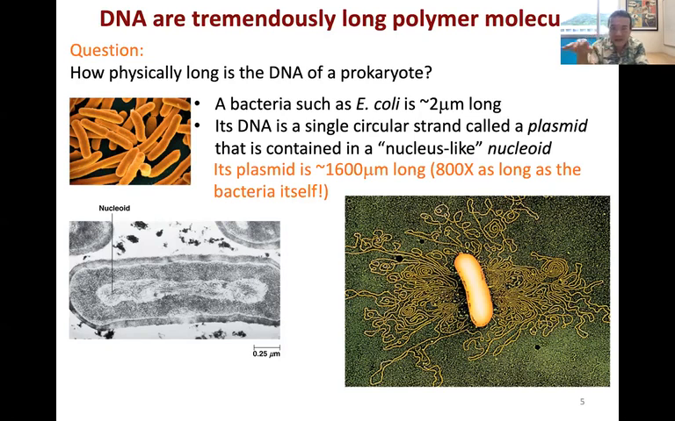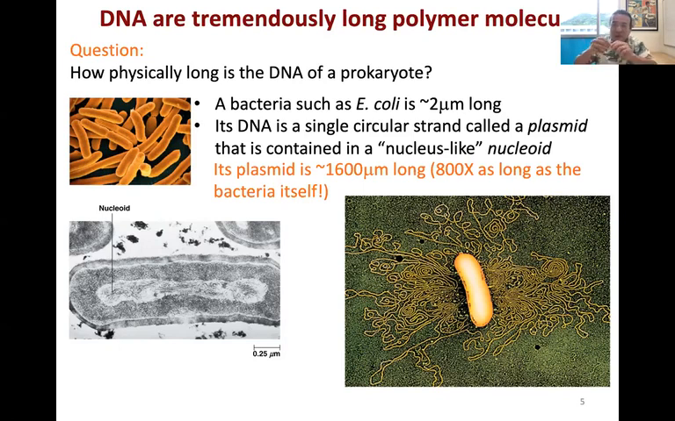The DNA inside of it is sort of loosely present. Oftentimes you'd find loops. The genome is in a loop that we call a plasmid, which is a circular strand of DNA, and it's contained in a sort of nucleus-like compartment, which isn't a true nucleus because there's no membrane around it. We call that a nucleoid.